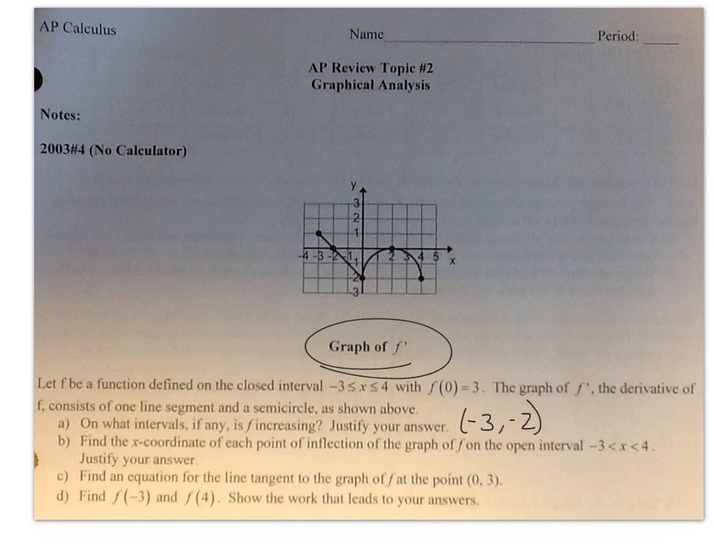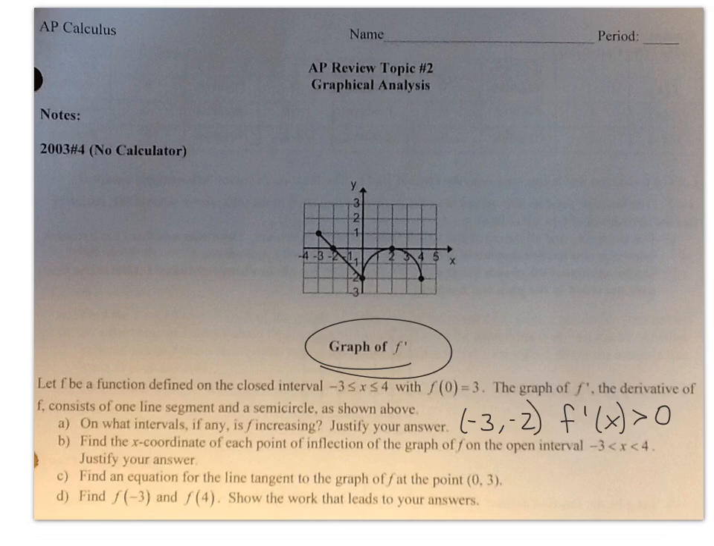And so it says justify your answer. Your justification is that f prime of x is positive. That's all you need to say. Do not say it is positive, though. You have to use specifically what you are talking about: f prime. F prime is positive.